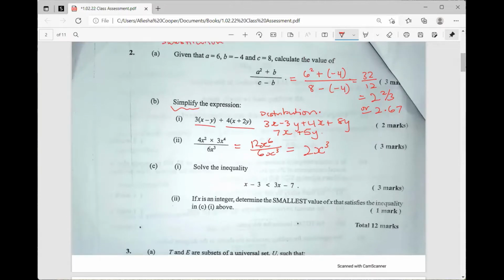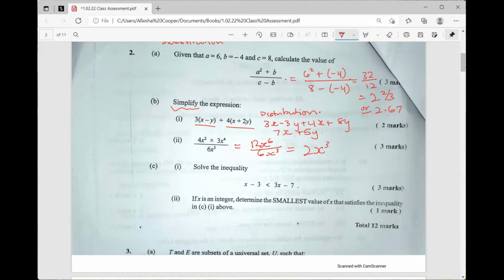All right, so solve the inequality now. Inequalities are just like equations, but it's not an equation because an equation has an equal sign and an inequality has an inequality sign, right? So the only rule we know for inequalities is that when we are multiplying or dividing by a negative number, we switch the inequality sign or flip it.